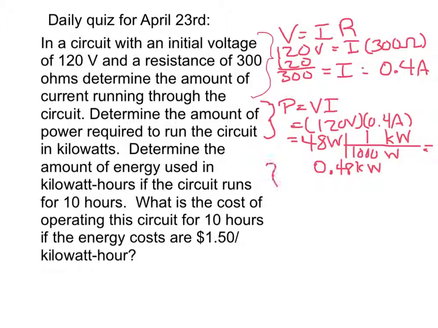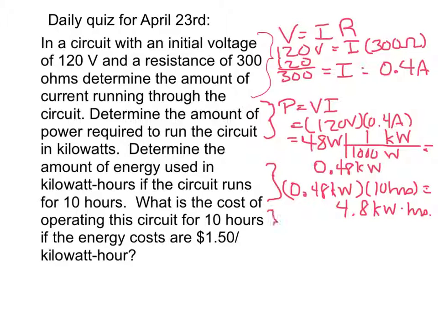Lastly, determine the amount of energy used in kilowatt hours if the circuit runs for 10 hours. In this section of the problem, we're going to take our power in kilowatts and multiply it by time. So 0.48 kilowatts times 10 hours is going to equal 4.8 kilowatt hours.